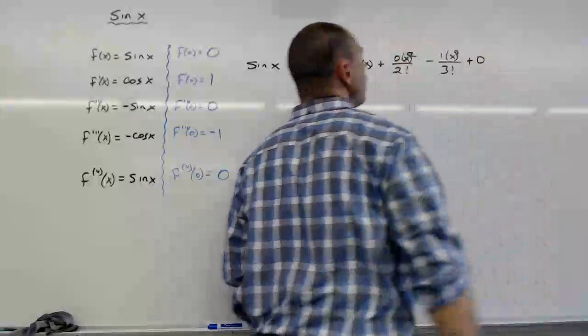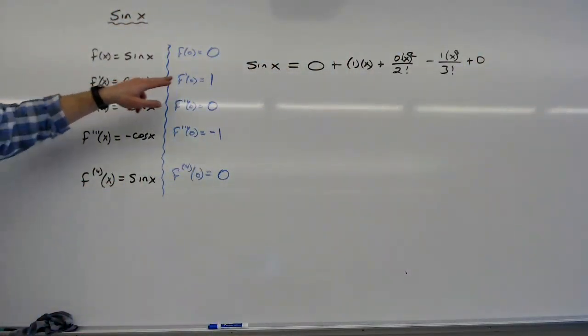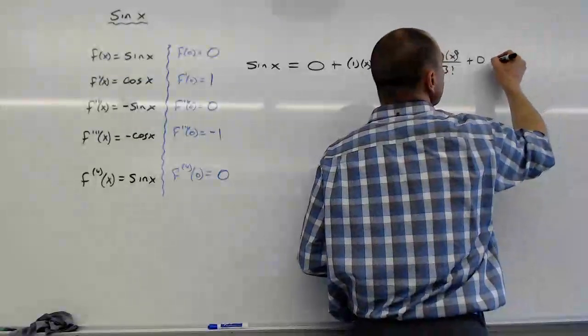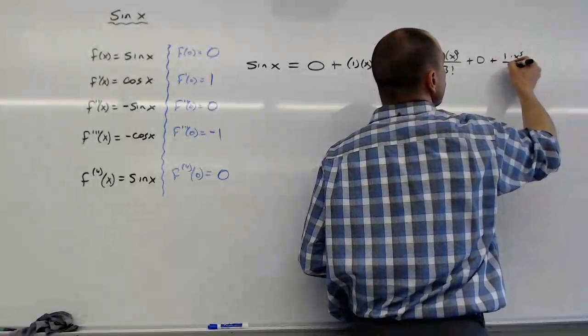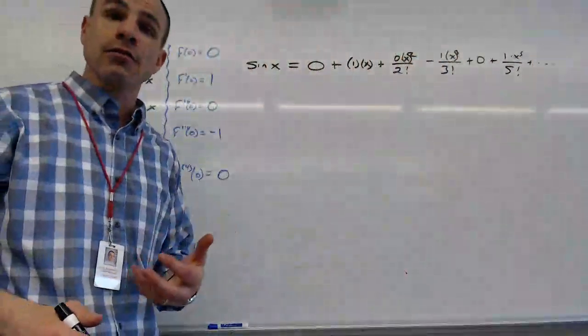Okay, and then we go to our fourth term, and we see that it's 0 again. All right? And then we go to our fifth term. Well, the fifth term is going to be back like the first term. So it's going to be 1 times x to the fifth. All right, so plus 1 times x to the fifth over 5 factorial. And this is going to continue onward. We can see a pattern forming here.